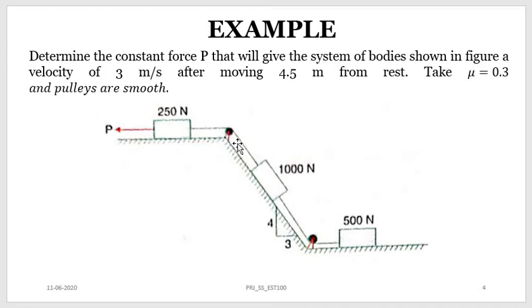So in the question it is given that the system starts from rest. So its initial velocity is 0 and it attains a velocity of 3 meter per second. So its final velocity is 3 meter per second after moving 4.5 meters. So the distance covered or displacement of the body when the velocity changes is 4.5 meters. Now let us see how the free body diagram of the system can be drawn.